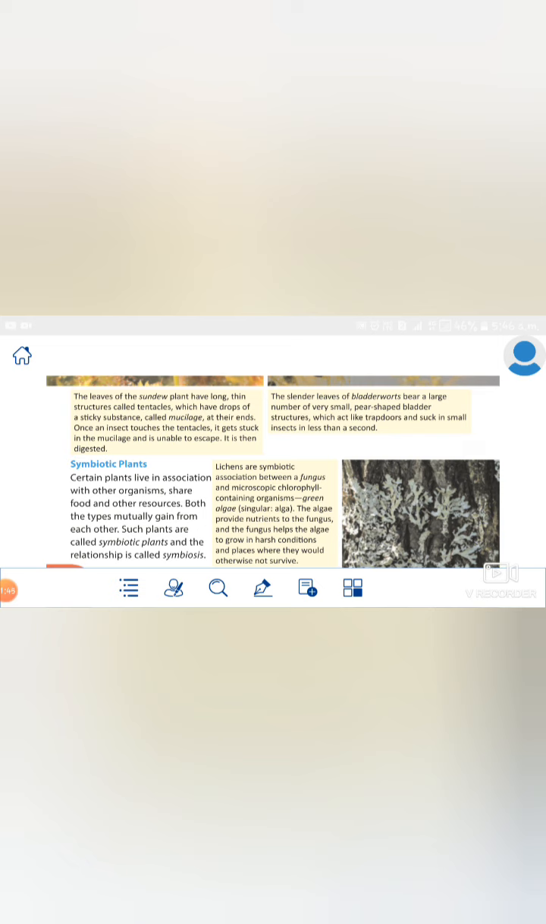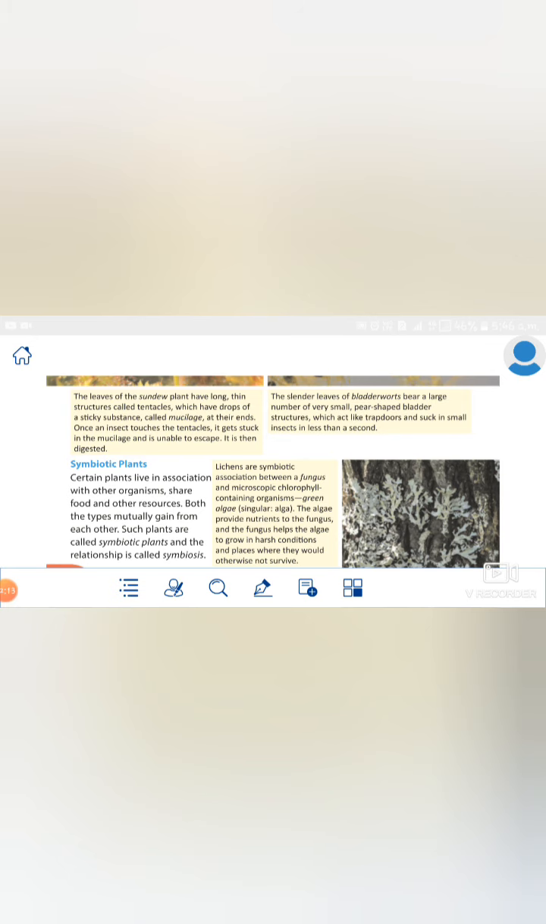Understand that? Such plants are called symbiotic plants. The lichens are also symbiotic plants. Another one we studied is the pea plant. These plants are called symbiotic plants, and the relationship is called symbiosis. That is symbiotic plants.